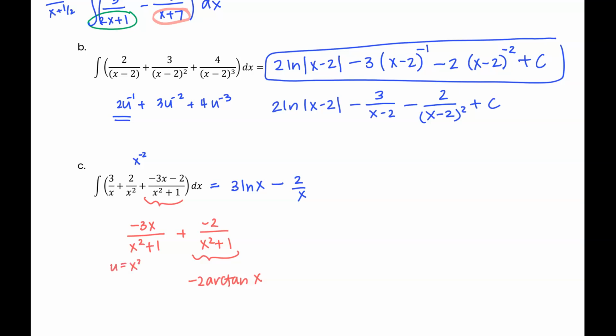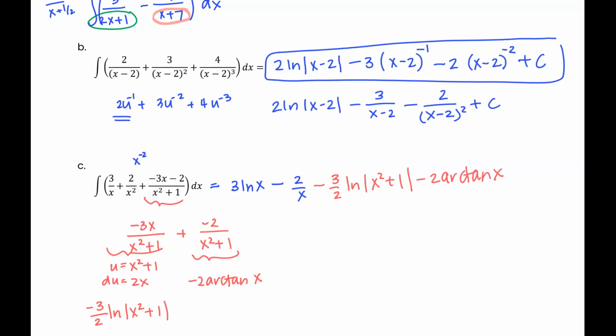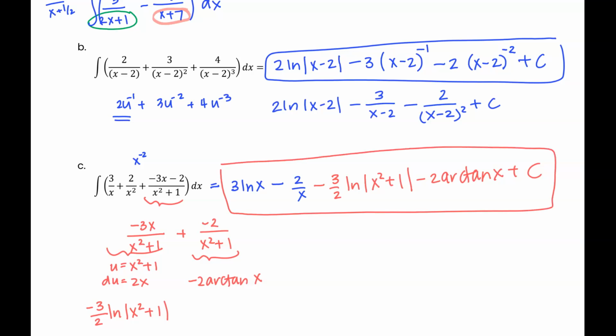So u is equal to x squared plus 1, du is equal to 2x. We need to do a little adjustment, but we end up with a negative 3 over 2 ln of that x squared plus 1. So those two pieces are treated very differently, and I wanted to see that we knew how to do those things. So we have a minus 3 halves ln of x squared plus 1 and a minus 2 arctan of x plus c. So there's our final answer to that particular problem.